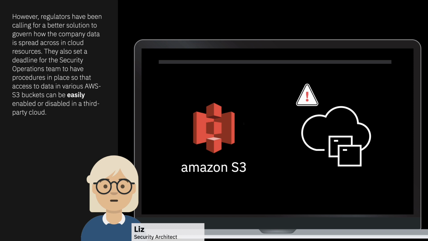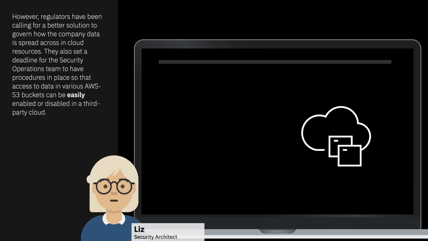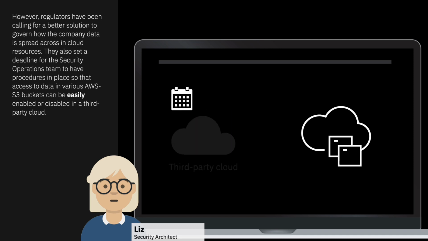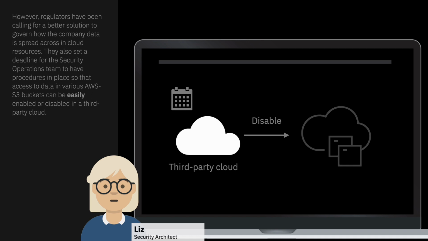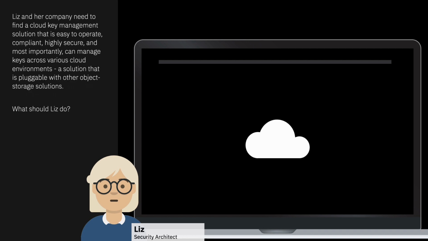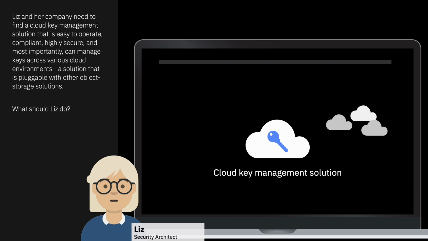They also have set a deadline for the security operations team to have procedures in place so that access to data in various AWS S3 buckets can be easily enabled or disabled in a third-party cloud. Liz and her company need to find a cloud key management solution that is easy to operate, compliant, highly secure, and most importantly, can manage keys across various cloud environments. A solution that is pluggable with other object storage solutions.